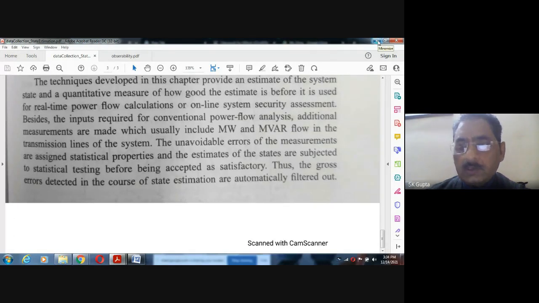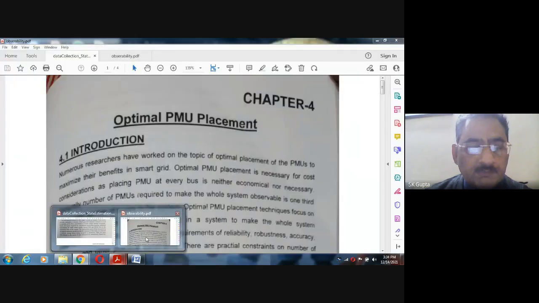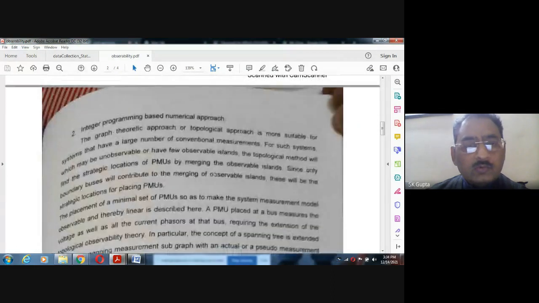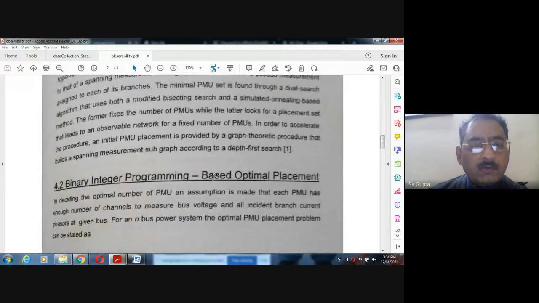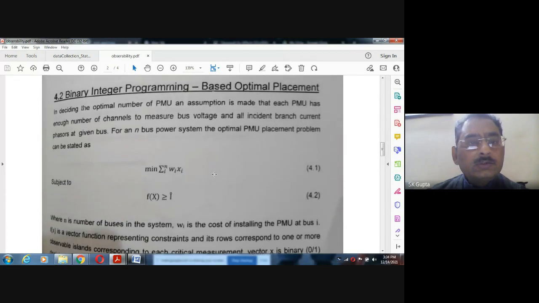Now we will see whether the system is observable or not. How can we say this data is sufficient? So then we check whether the system is observable or not. There are a few methods of finding whether the system is observable or not. So for that, let us describe the problem.